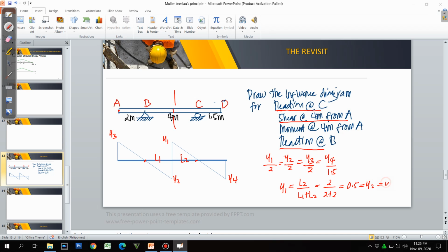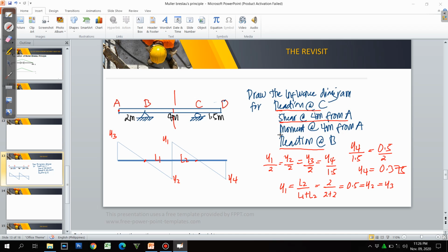And the same value for y3, only y4 varies. So we just have to equate y4 is to 1.5 is equal to 0.5 all over 2. So any of these values. Therefore, y4 is 1.5 times 0.5 all over 2. So that is equal to 0.375. Okay, so that is for the shear at 4 meters from A.